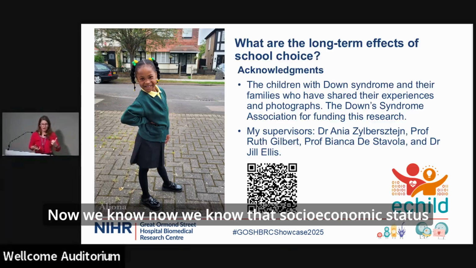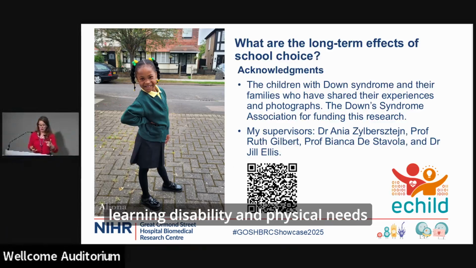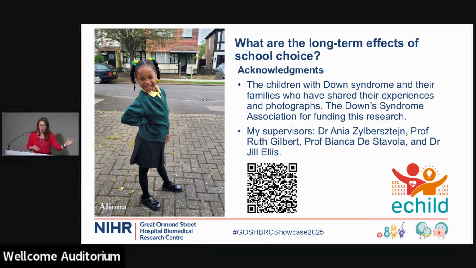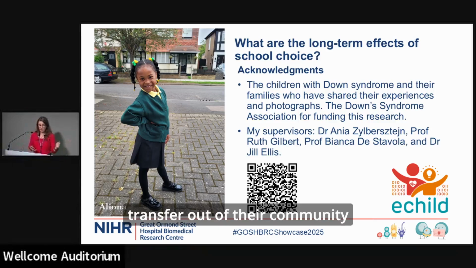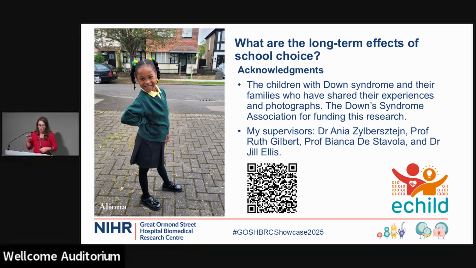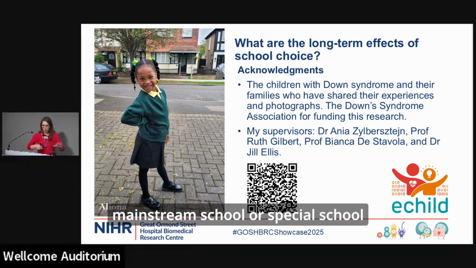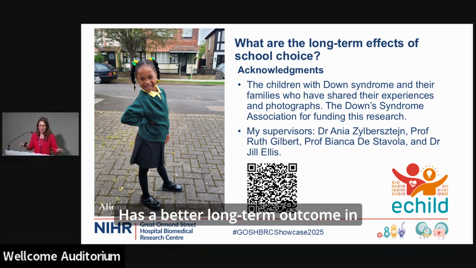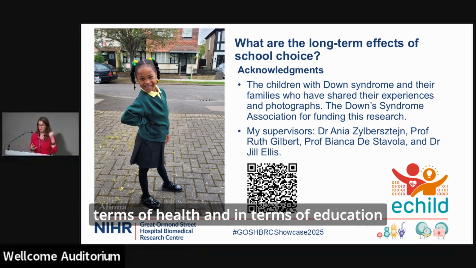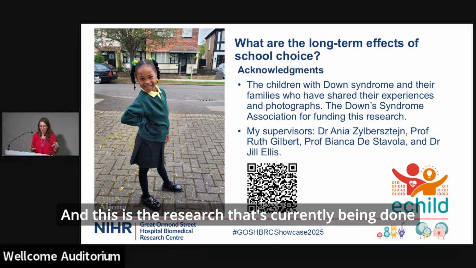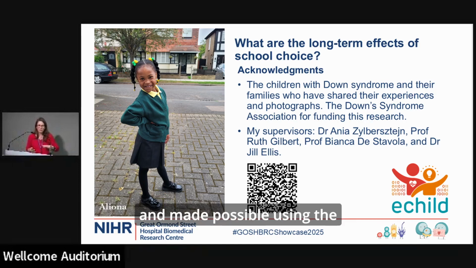So now we know that socioeconomic status, learning disability, and physical needs all contribute to a child's transfer out of their community. But we still don't know what the long-term effects are of school choice. We need to know whether going to mainstream school or special school has a better long-term outcome in terms of health and in terms of education. And this is the research that's currently being done and made possible using the groundbreaking eChild database.